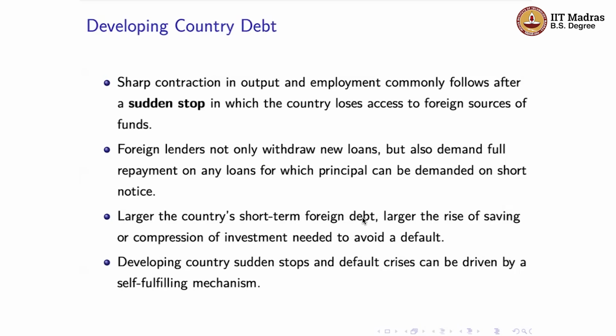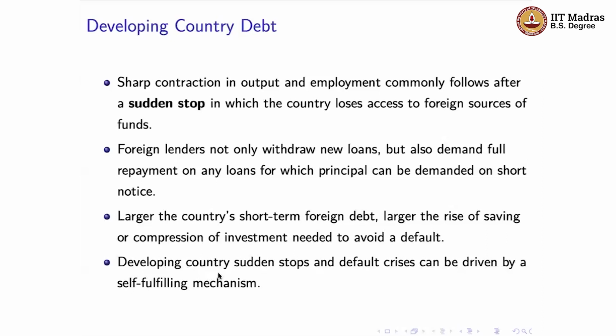And the larger the country's short-term foreign debt, the larger is going to be the effect of reduction in investment and all these things that are required to service this loan, right? So if you want to avoid the default, and you have borrowers who are asking for money, you have to figure out ways of repaying them back. And that would lead either to a larger increase in savings, which would be bad for the economy potentially in the short run, or to a compression of the investment that you were making, again, which has adverse consequences, right?